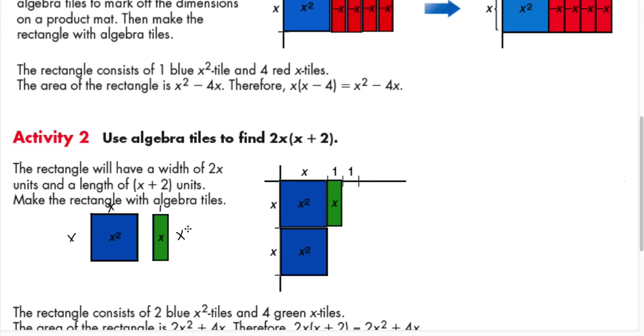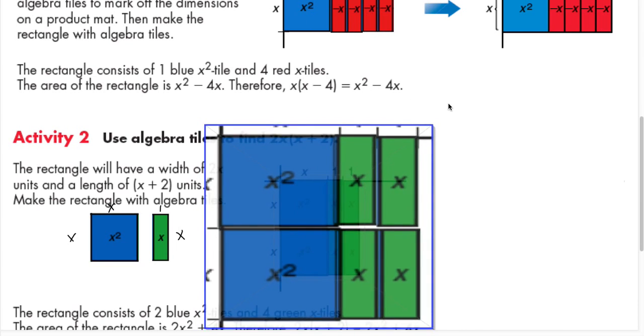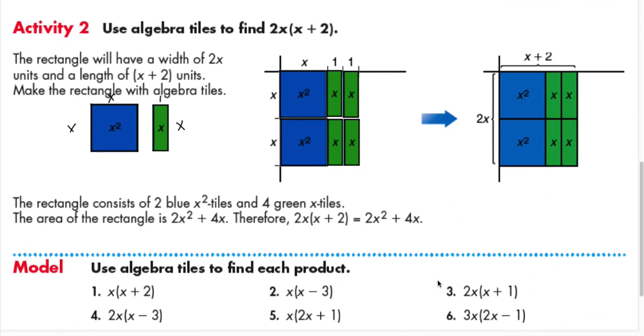x times 1 will give you another x tile right there. Another x tile right here, x times 1, another x tile. So if I fit this properly, I have just formed more or less a rectangle right there. So that's our rectangle. If you notice, that's 2x squared tiles and 4x tiles. So that means 2x squared plus 4x, like this. So the product of 2x times the quantity x plus 2 would be 2x squared plus 4x.